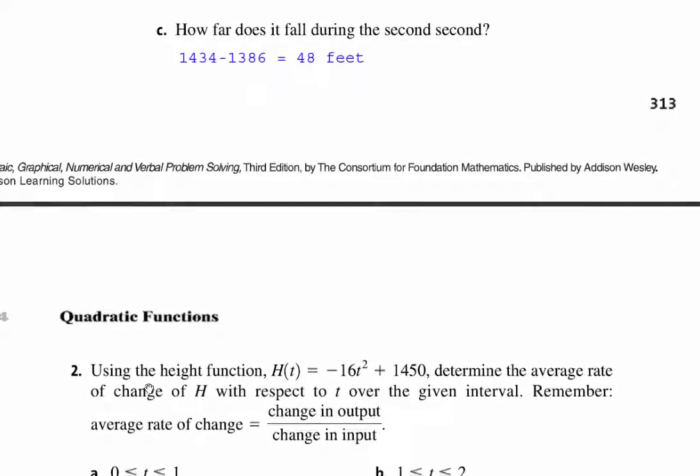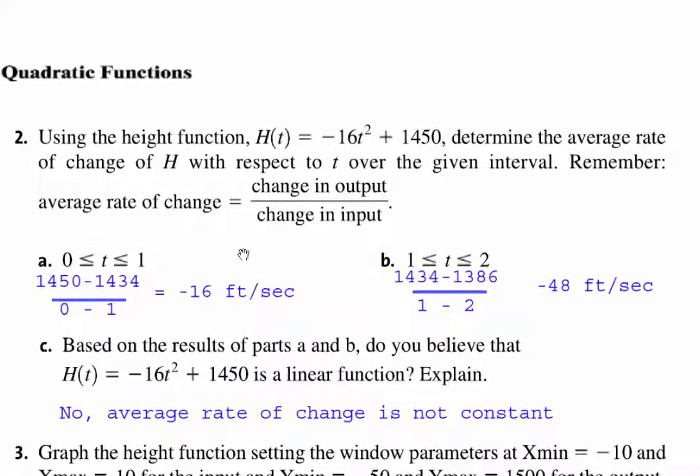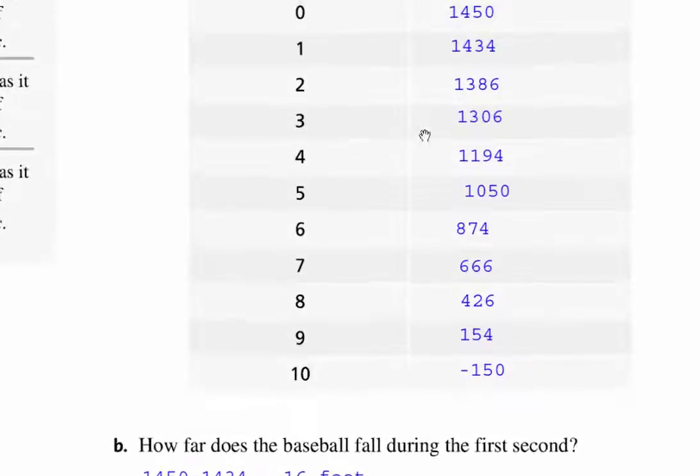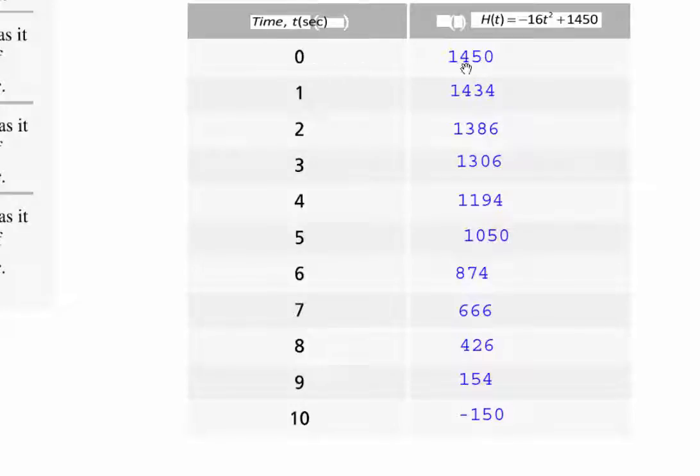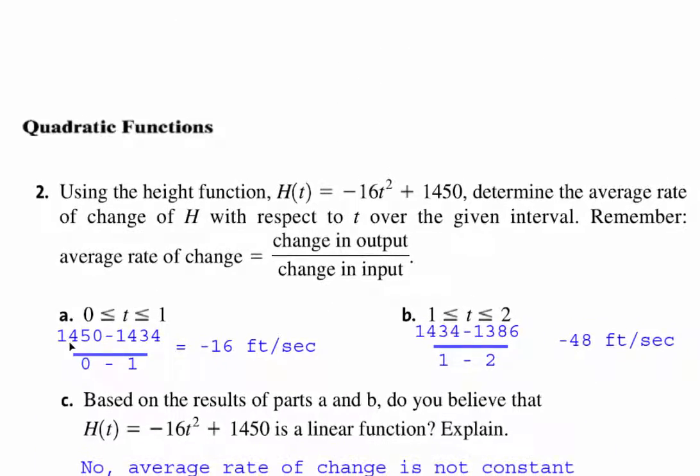On the next page, it says, using the height function, determine the average rate of change. So you remember the slope or the average rate of change was the change in output over the change in input. In this case, our output is the height, our input is the time. So if I go back to our table and I create 2 points, maybe 0, 1450 and 1, 1434, where this would be my y2 and my y1 and my x2 and my x1, or think of this column as my output column, my input column. To find the slope, we do the subtraction, and we end up with negative 16 feet per second. So from 0 to 1, we have negative 16 feet per second.